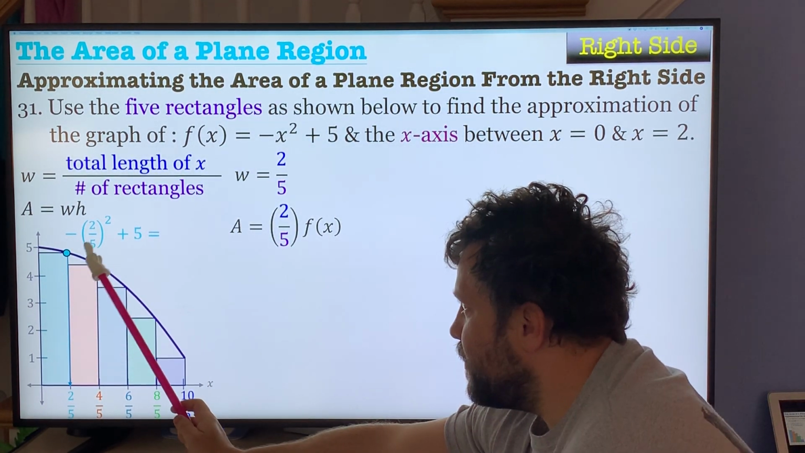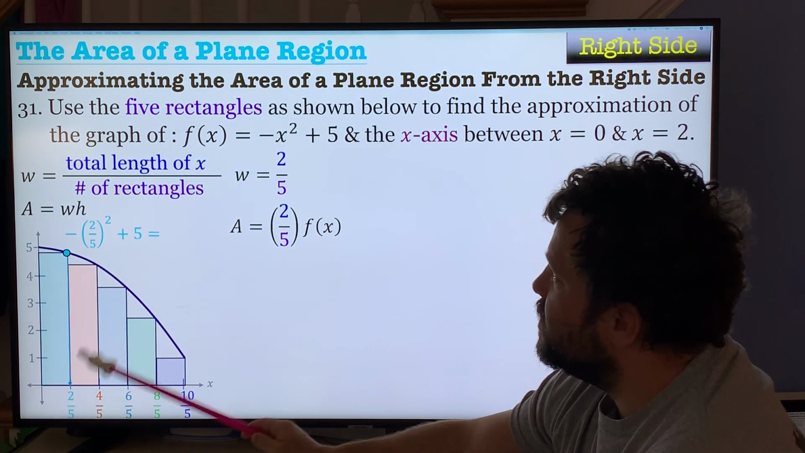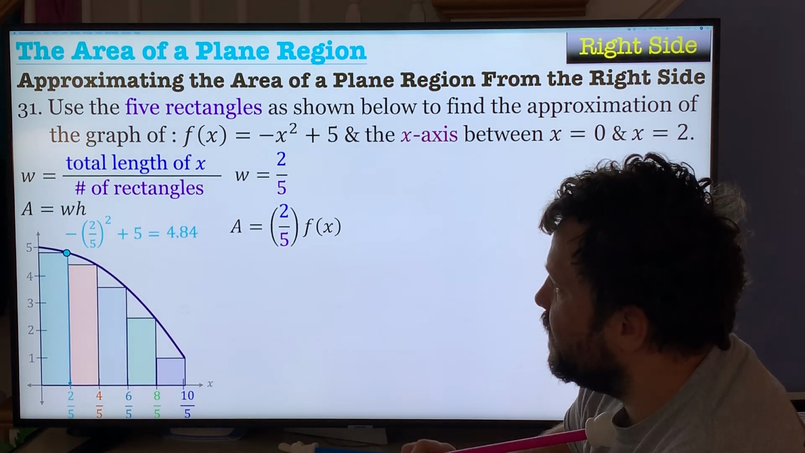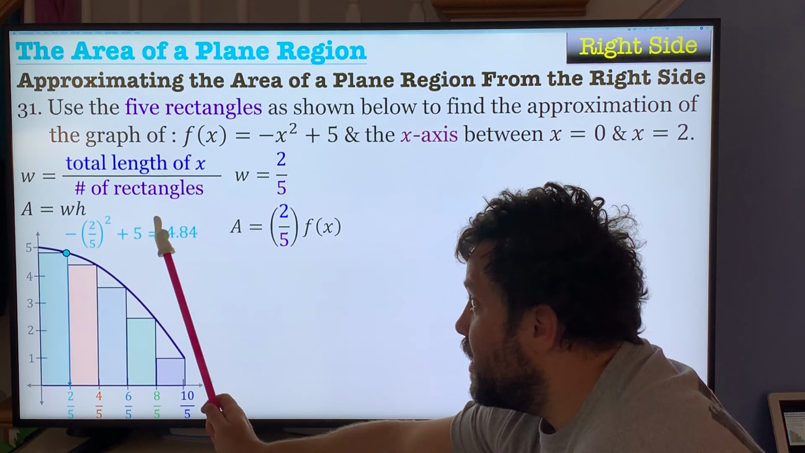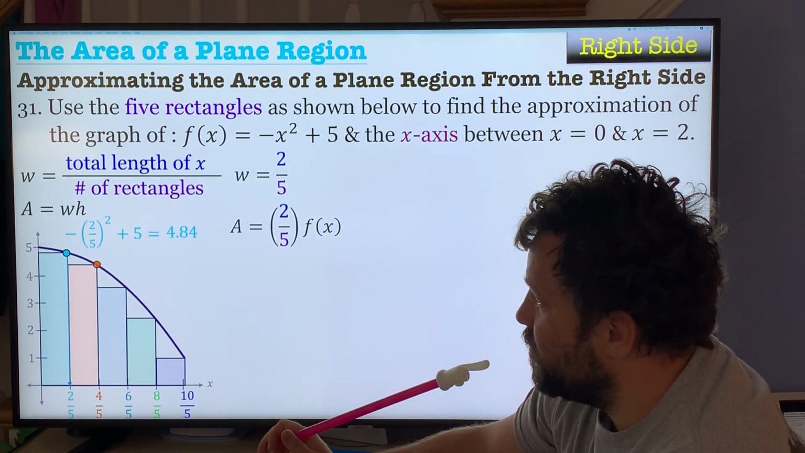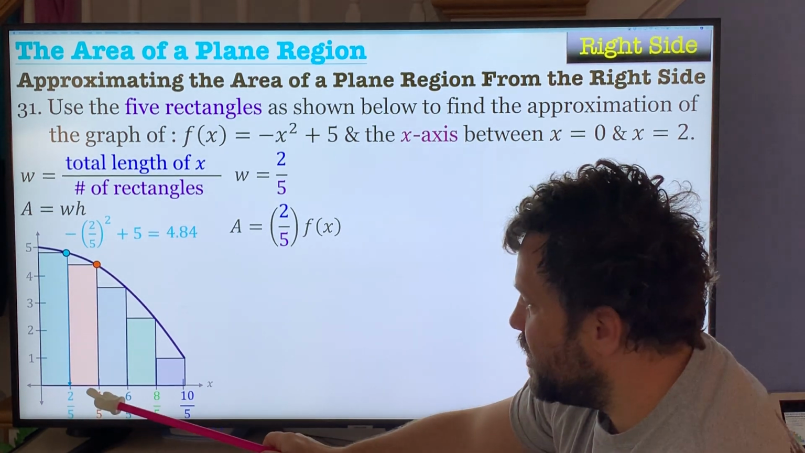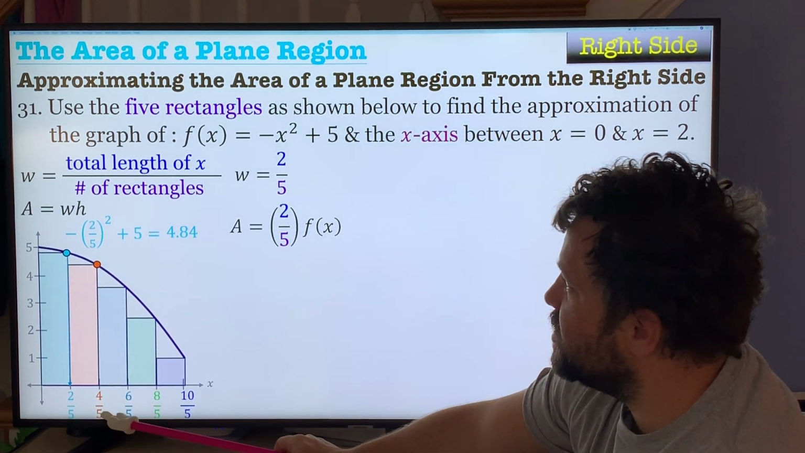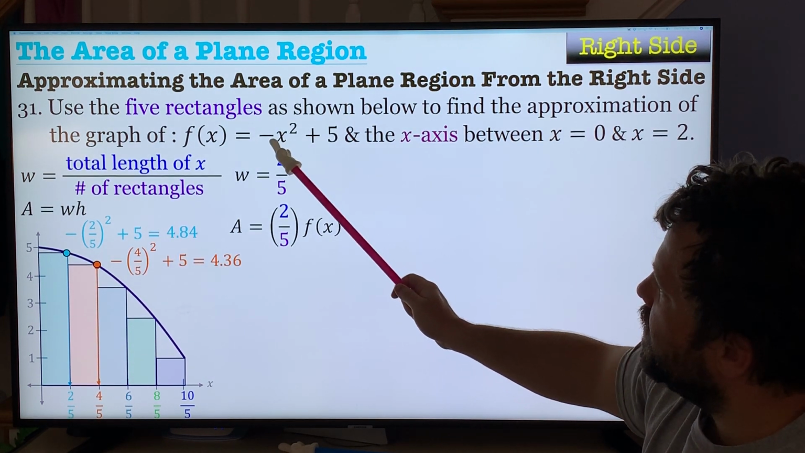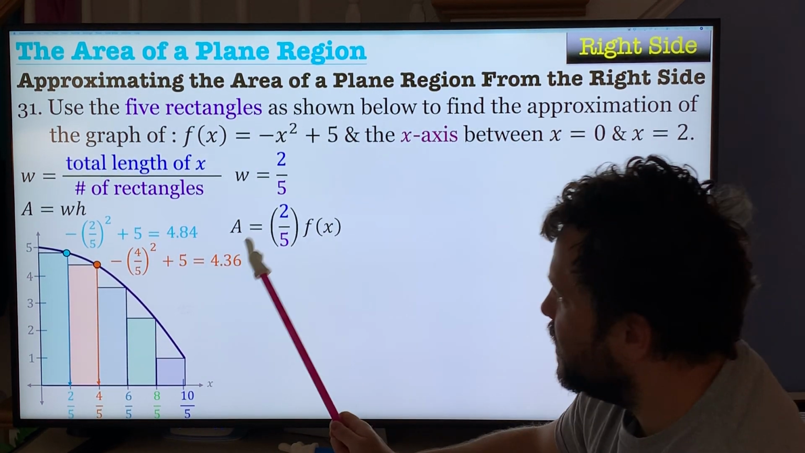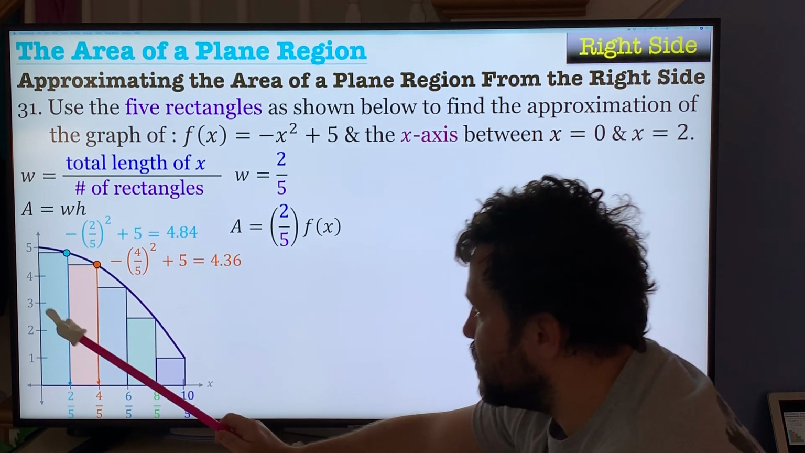So when I plug 2 fifths into this equation, negative 2 fifths squared plus 5, I get 4.84. So the height of this rectangle here is 4.84. Find the height of this rectangle. What do you think I plug in? Not another 2 fifths, but 2 fifths plus 2 fifths, which is 4 fifths. So I take 4 fifths and plug it in here. Negative 4 fifths squared plus 5. I get 4.36. So that's the height of this rectangle.